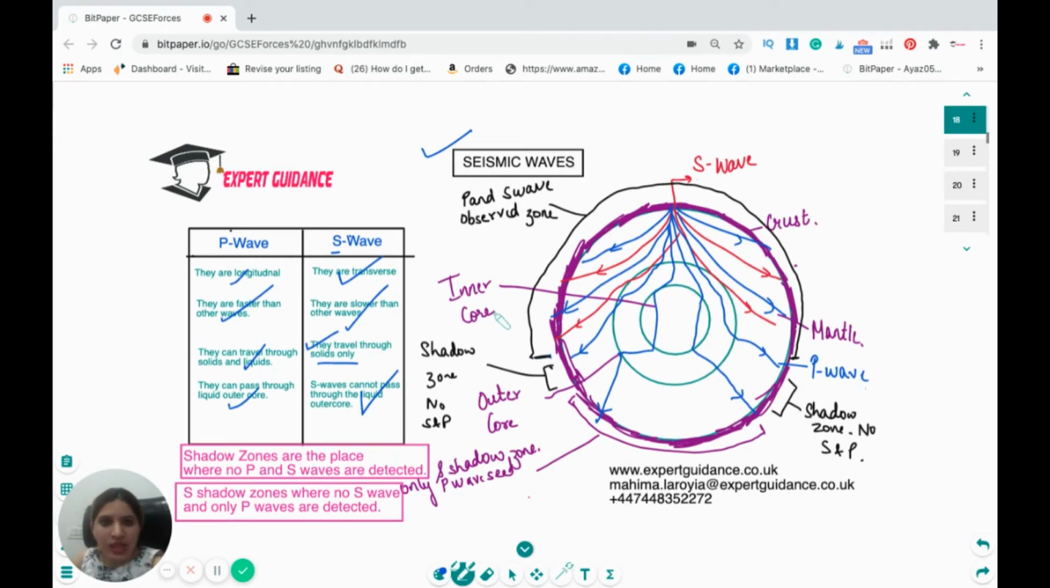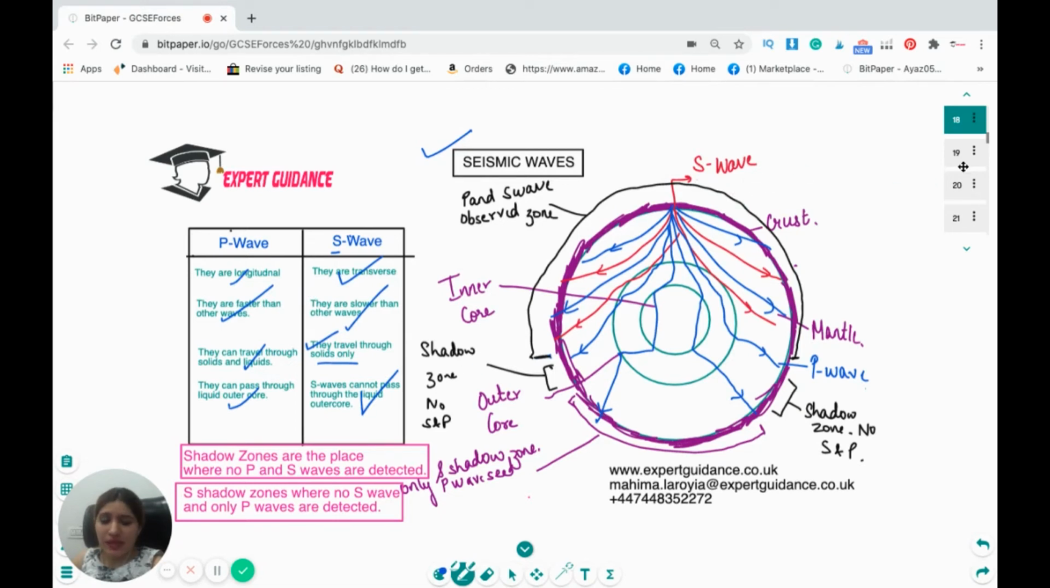So you can easily see we have drawn the crust, core, and the mantle. The S waves are just at the surface. They are not crossing into the solids and the liquid, whereas P waves are traveling inside. So you should know the difference between P wave and S wave, and you should be able to label this on the Earth diagram.